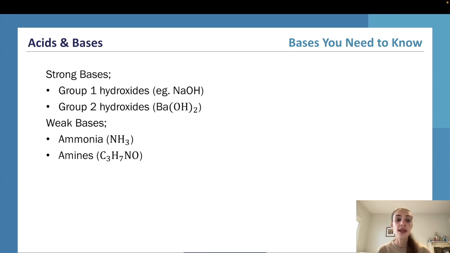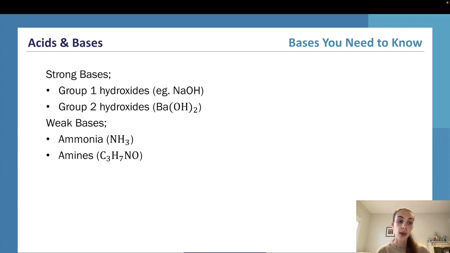Then the weak bases, that's going to be ammonia, so NH3, and that's a very important one to know. And then amines, for example, C3H7NO. With amines, I wouldn't worry about those too much. I would just keep it as a note in the back of your head that those are weak bases, but those will make more sense once you do organic chemistry.